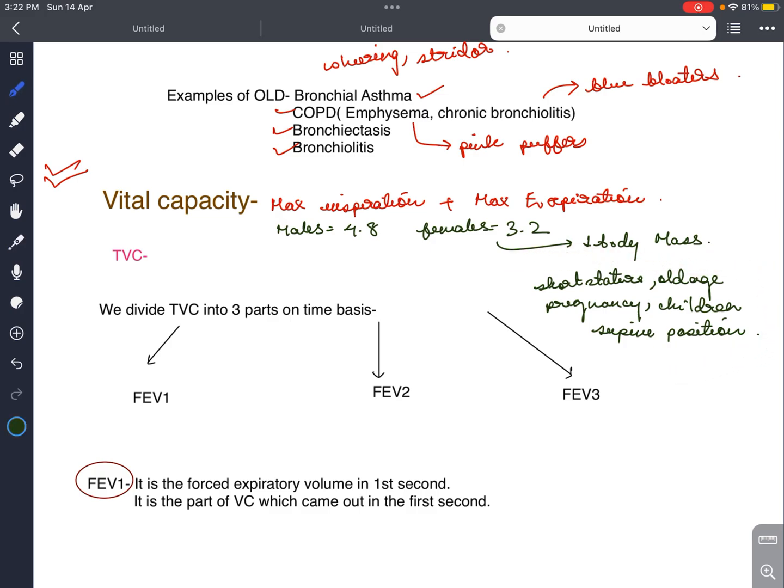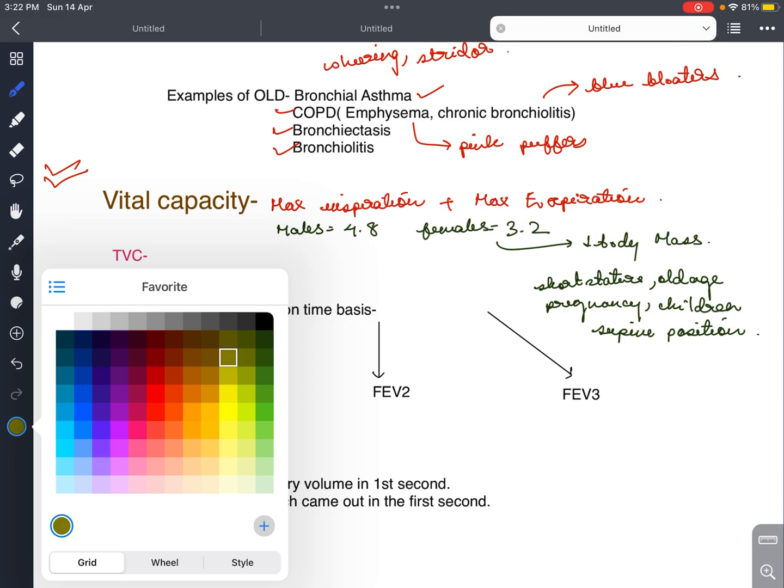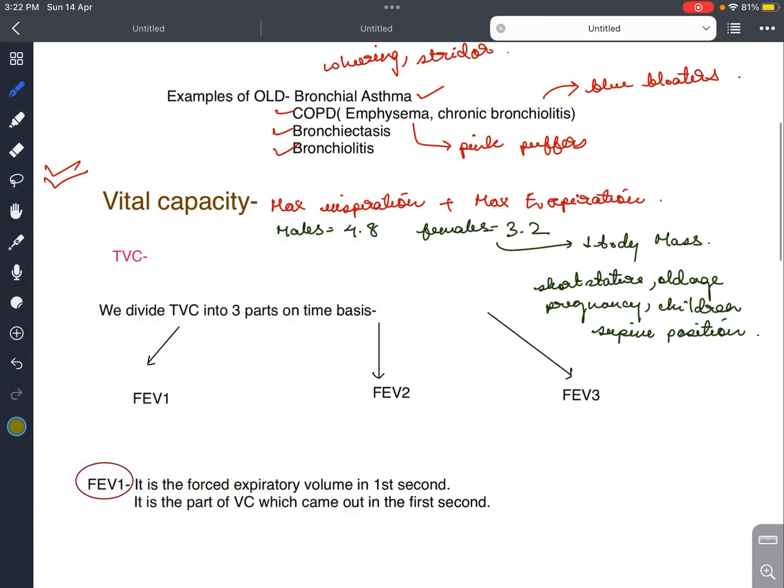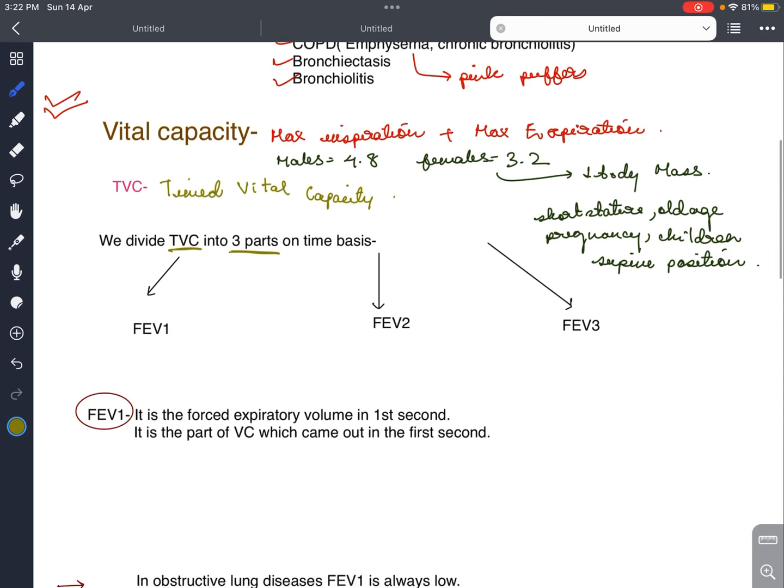Before going to that, I'll talk about TVC. Now what is this TVC? This TVC is nothing but timed vital capacity. On the basis of time, we have divided this TVC into three parts, which are FEV1, FEV2 and FEV3, which is forced expiratory volume 1, 2 and 3.